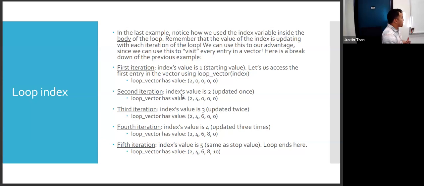Then on the second iteration of the loop, our index value is 2, and then we set the value of the second entry equal to 4. And then we do the same for the third entry, the fourth entry, and then finally the fifth. Doing something like this, I call this unpacking the loop. You're really breaking down what's happening on each iteration of the loop.